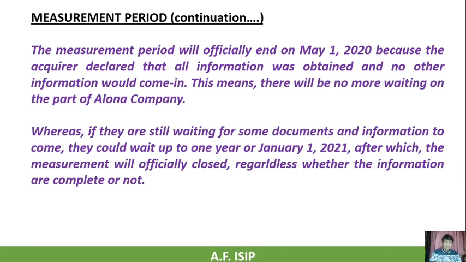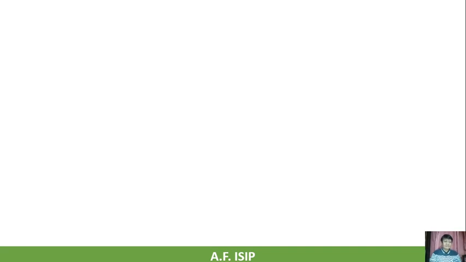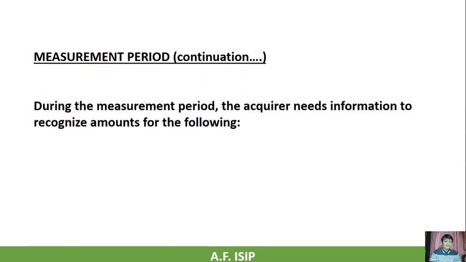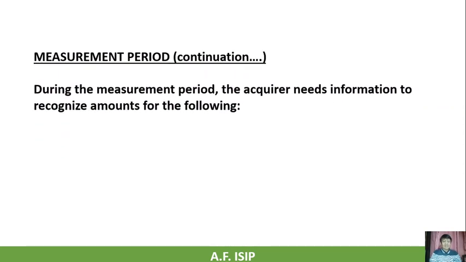After January 1, 2021, the measurement period will officially close, regardless whether the data, the documents, and information are complete or not. So, it is very clear in the standard. So, during the measurement period, the acquirer needs information to recognize amounts for the following. So, here are now the specifics. What are the information needed by the acquirer during the business combination?